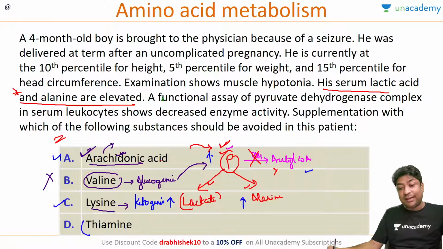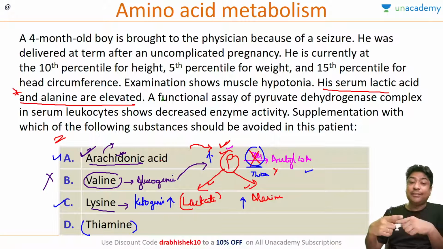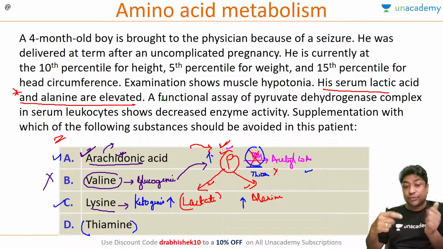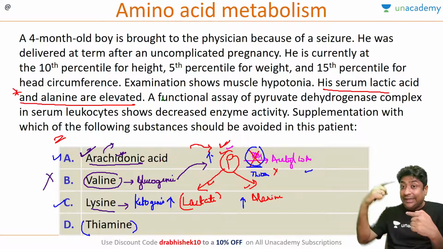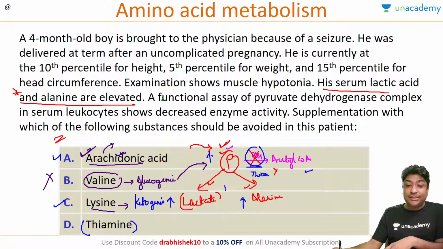When we talk about thiamine, here we understand that this reaction is slowed down. But when we give a cofactor for any reaction, even if the enzyme is less in quantity, that enzyme will be enhanced because of the cofactor. Cofactors do not decrease the rate of the reaction, they increase the rate of the reaction. So thiamine supplementation actually is a must for this patient. The only thing that should be avoided is valine.